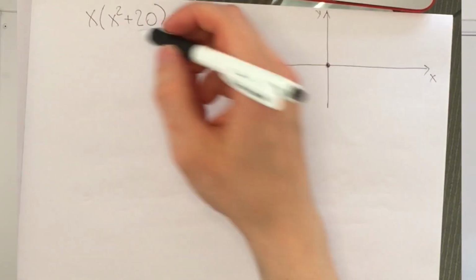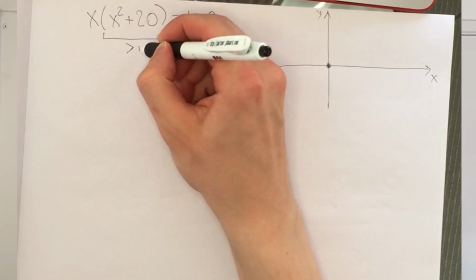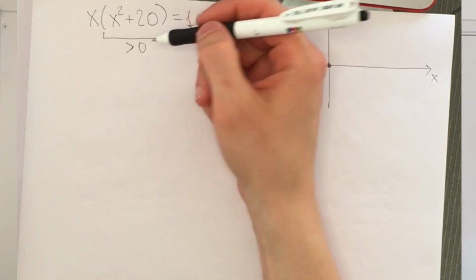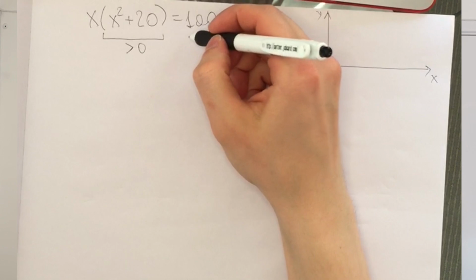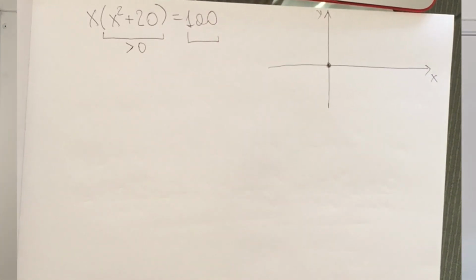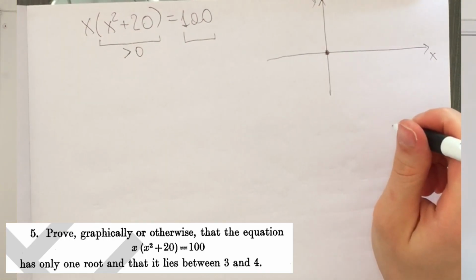All right, so this factor will always be strictly positive, because x squared is at least 0. And because this number is also positive, that means that we only exist in the positive x realm. So when x is negative, our curve does not exist. Right, so why do they tell us about 3 and 4?